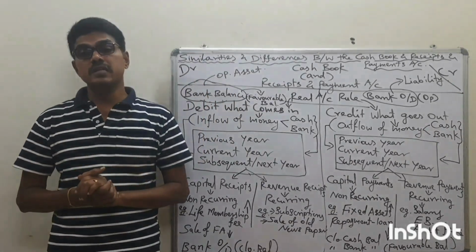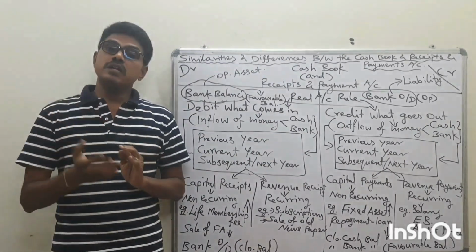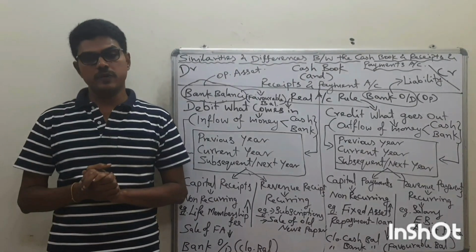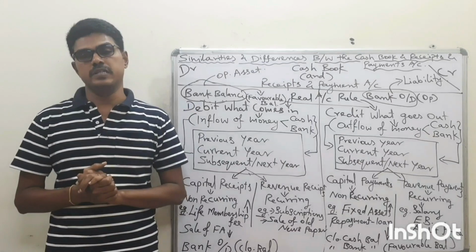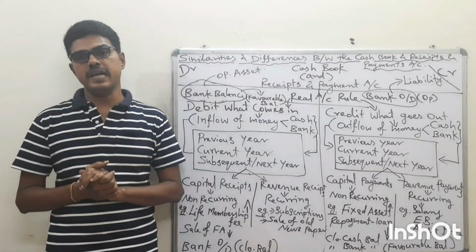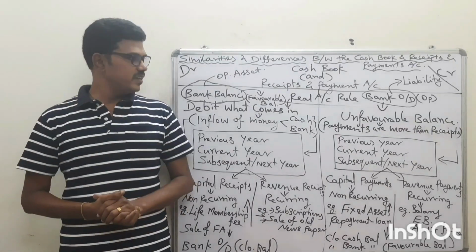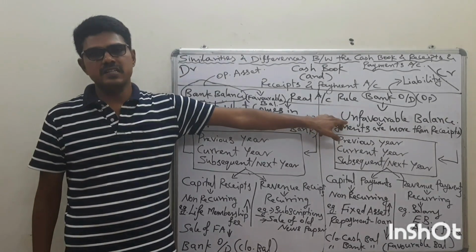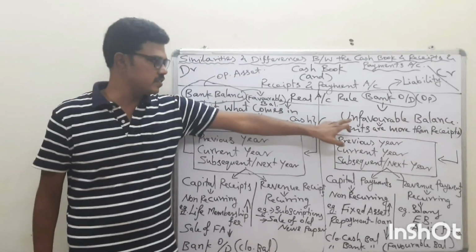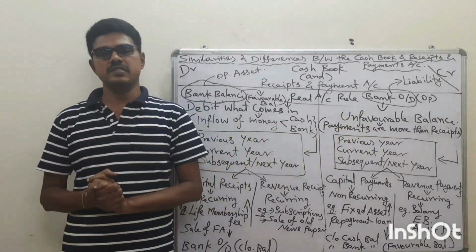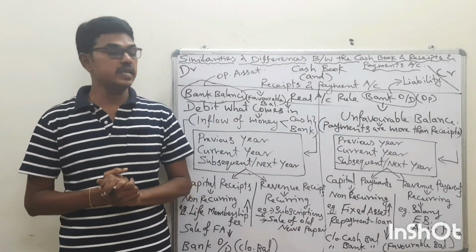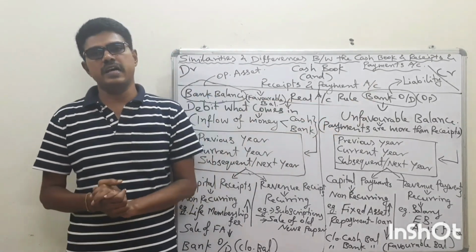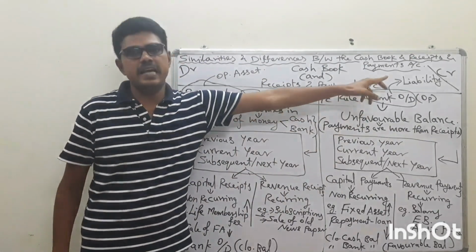And the cash available in the bank account can be used to meet expenses or to make cash payments. When there is shortage of cash in the bank account, it will show unfavorable balance, which means payments are more than the receipts. Actually, the organization would have paid more than the receipts. And the shortage of cash in the bank account is called bank overdraft, and it is a liability of the organization.